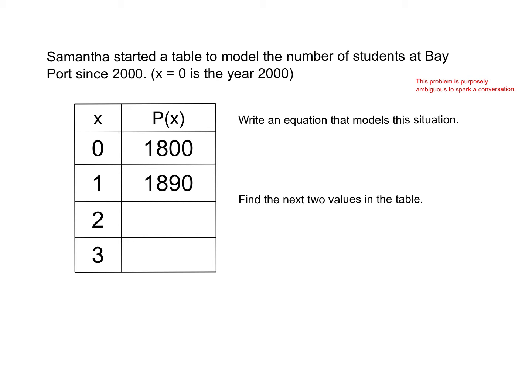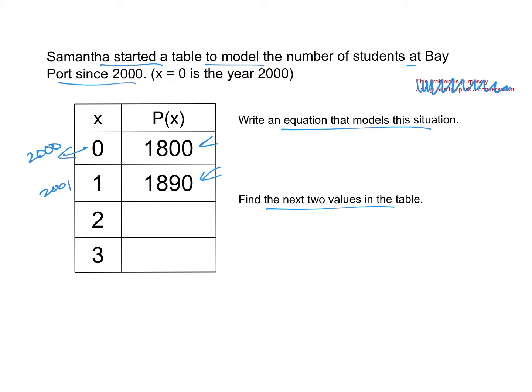All right, so as a quick little warm-up, Miss Jakes will pause the video. I want you guys to talk about this one. Samantha started a table to model the number of students at Bayview since 2000. So this is really the year 2000. So in the year 2000, there were 1,800 students. And then it says after 1 year, so in 2001, 1,890 students. It says, can you write an equation that models this situation and find the next two values in the table? Okay, so go ahead and pause the video and talk to your group about this one for about 2 minutes.